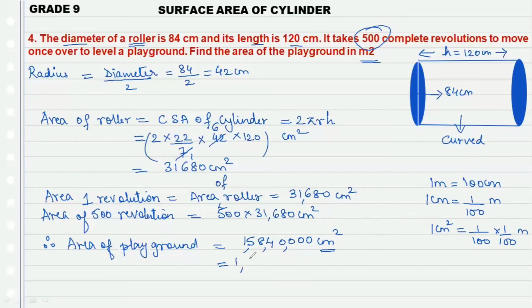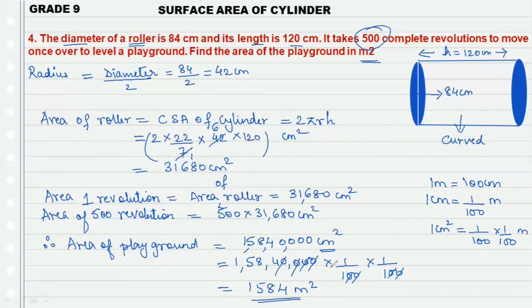Okay. So solving this, we get 1 upon 100 multiplied by 1 upon 100. 4 zeros will be cancelled, 1, 2, 3, 4. And we are left with 1584 meters square. That is, 1584 meters square is the area of the playground.